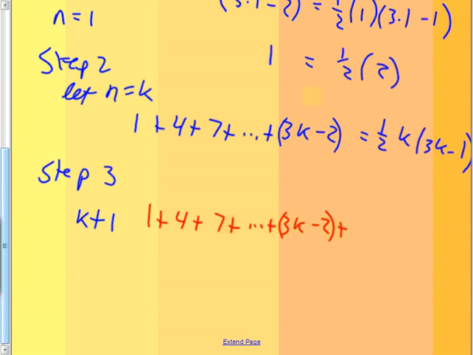And therefore, I need to add 3 and replace the k with a k plus 1 in the middle of something right now, minus 2. And that's the left side. Then you have to add that same exact term to the right-hand side.